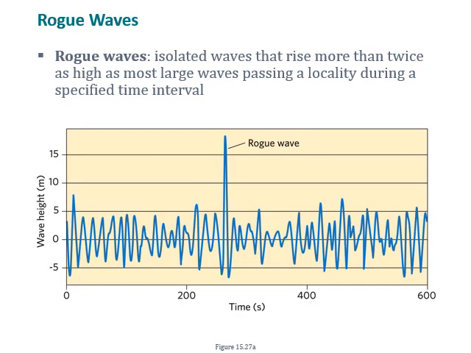Rogue waves are isolated waves that rise more than twice as high as most large waves passing a locality during a specific time interval. These may be the result of some sort of tectonic or volcanic activity, but also may be the result of waves coming together from different directions and superimposing on top of one another to create an anomalous wave.